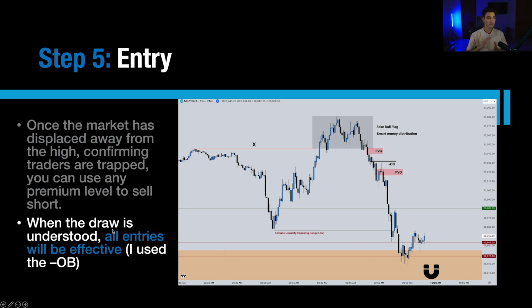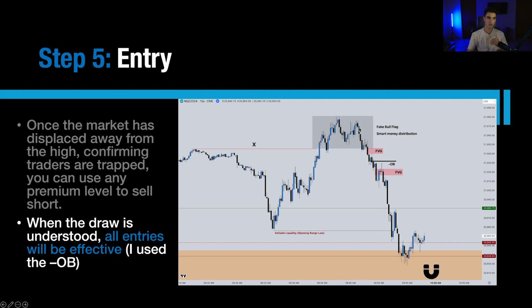So when the draw is understood, all entries will be effective. In this case, I use the bearish order block. So this up close candle, as it was trading up into it here, that's where I was selling short. And again, you'll see that in the execution with a live account. There was some joker in my comments saying that I was trading demo, and we'll go ahead and put that to rest with the live execution. One of the things I want to emphasize, if you guys remember the last video I uploaded last week on how to pick the correct or winning fair value gaps, same thing here.